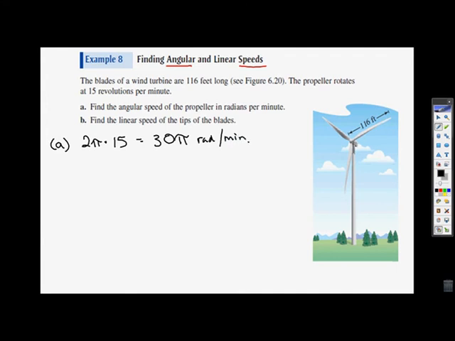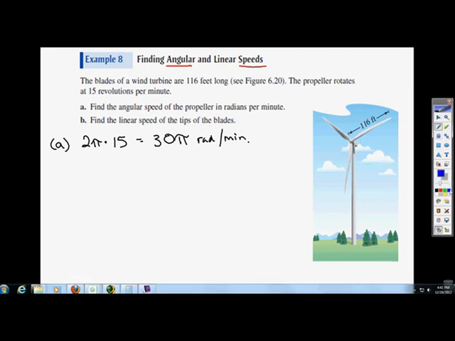Here as this blade rotates around, if I sort of draw an XY axis in here, this is rotating around, I'll assume counterclockwise. In 1 minute, it does 30 pi radians. This angle is changing every minute. It changes at 30 pi.